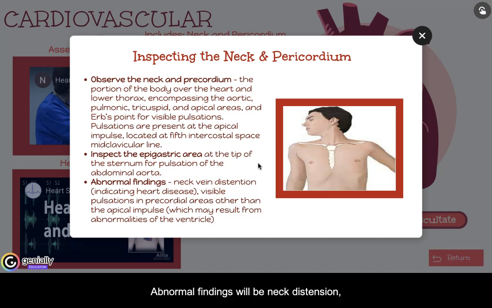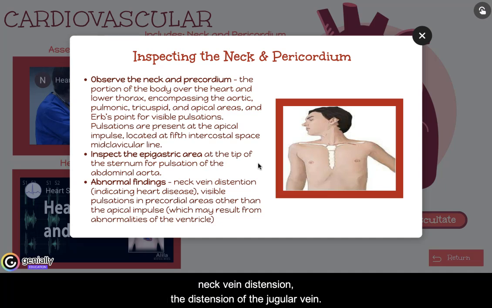Abnormal findings will be neck vein distension, the distension of the jugular vein. That's an abnormal finding. Visible pulsations is an abnormal finding in these areas, other than the apical impulse, which may result from abnormalities of the ventricle.